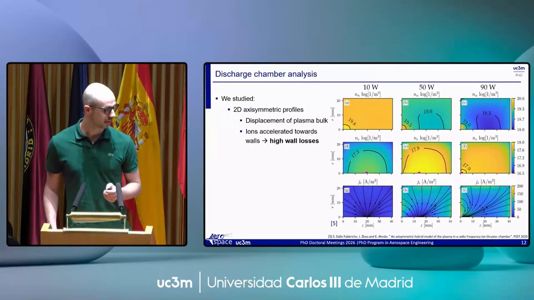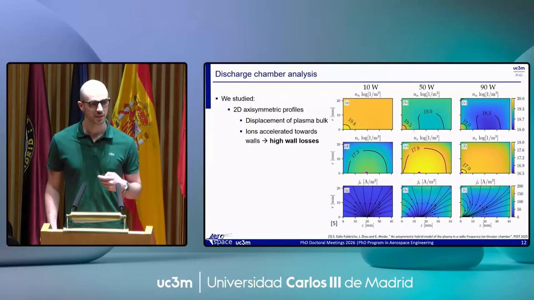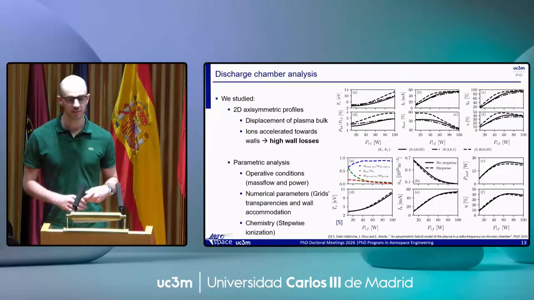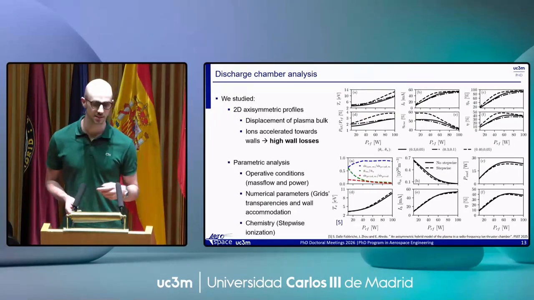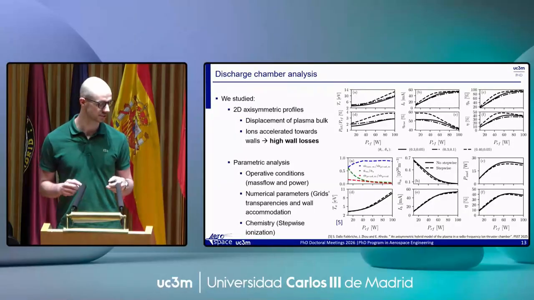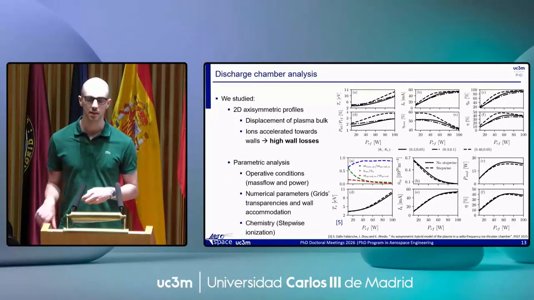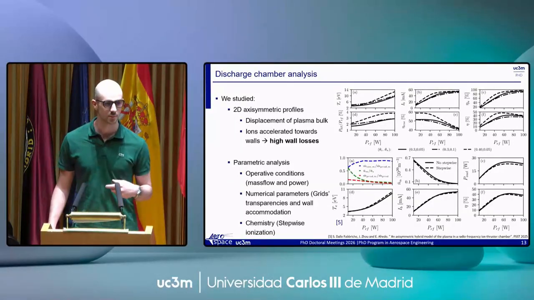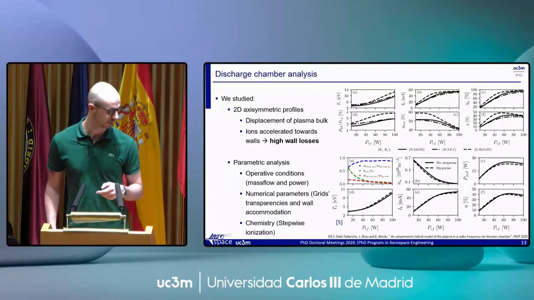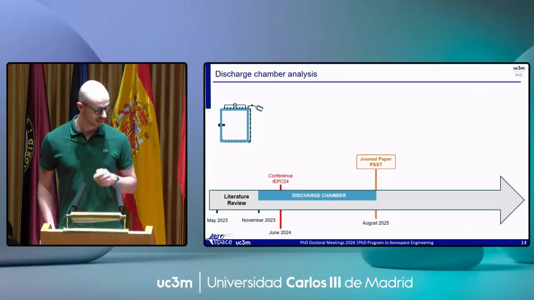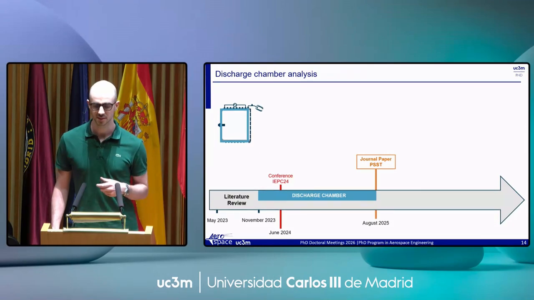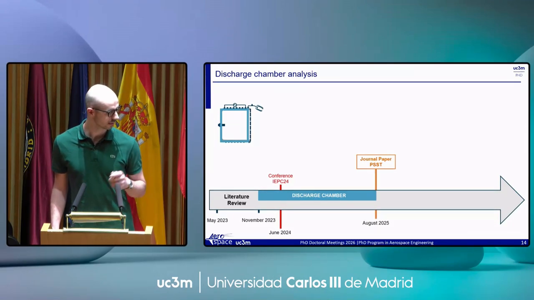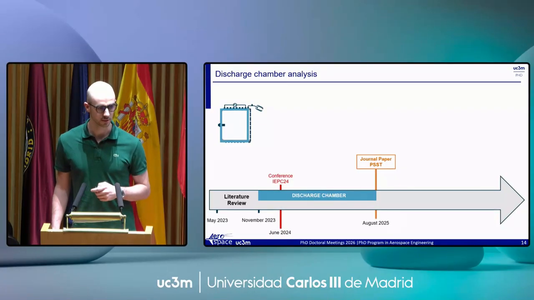We have seen, for example, here the influence of the power, and we have seen very high losses. We have seen a displacement in the plasma bulk, but we also extended our parametric analysis by changing the chemistry, changing numerical properties like the transparency of the grids, and operative conditions. These results I presented last year, so I went very quickly over them, and I also published a paper with these results in 2025.